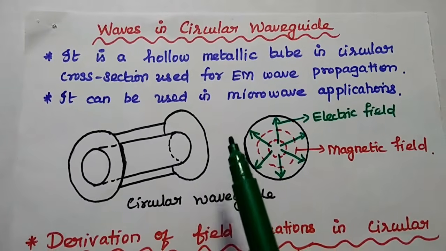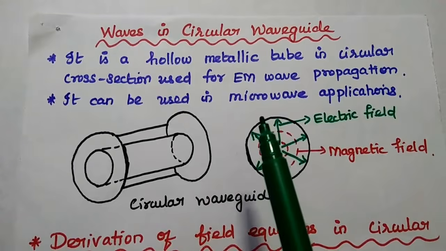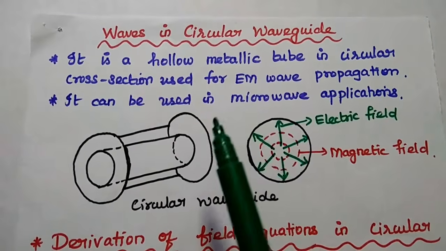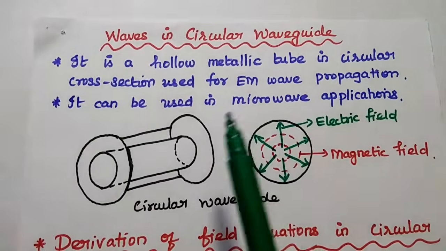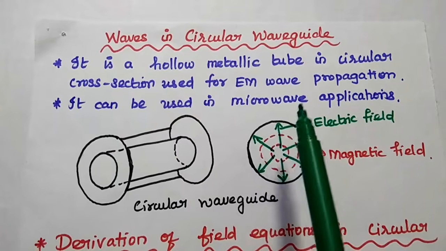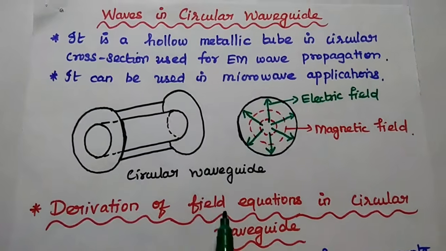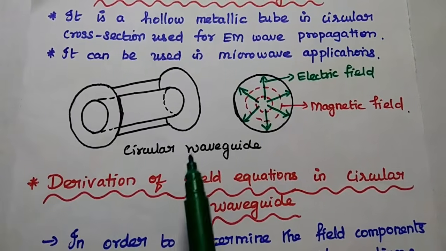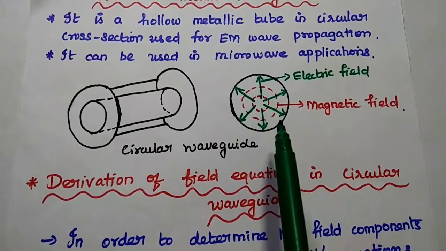Dear students, now we are going to discuss the circular waveguide and derive its field components. A circular waveguide is a hollow metallic tube with a circular cross section. It is mainly used for electromagnetic wave propagation, so it is widely used in microwave applications. This is the structure of the circular waveguide and the field components inside it.